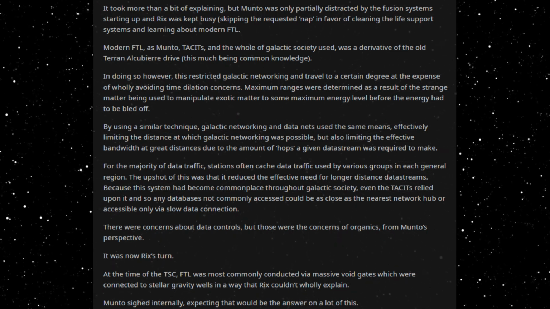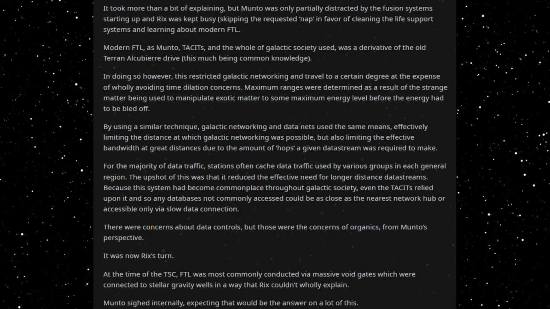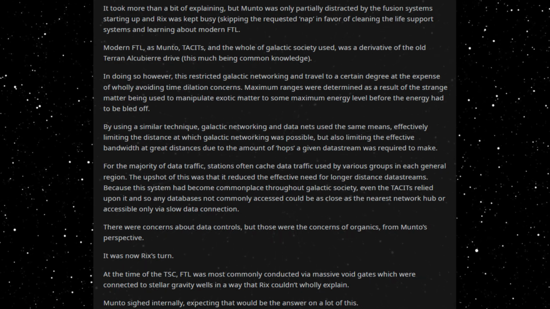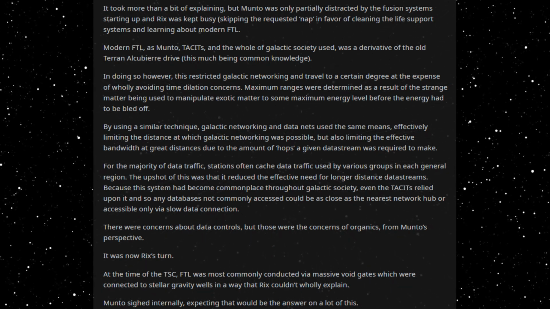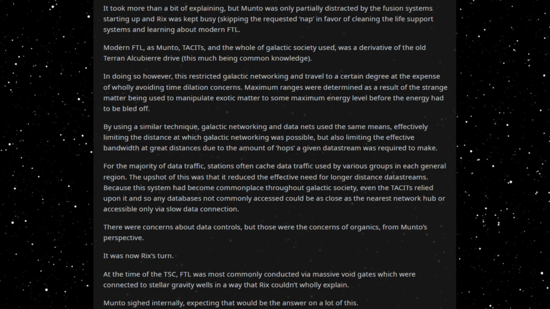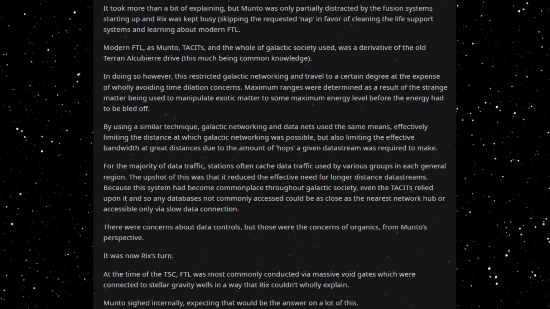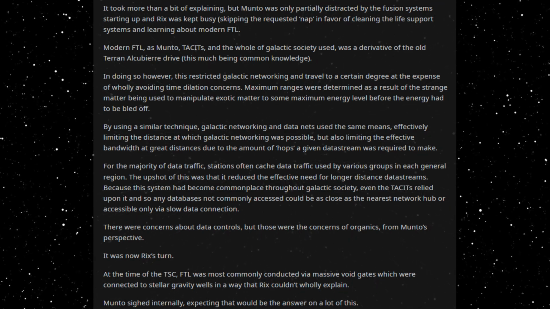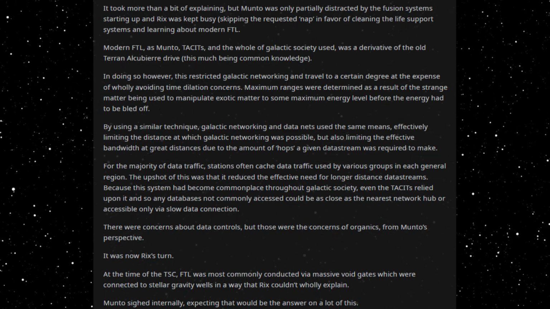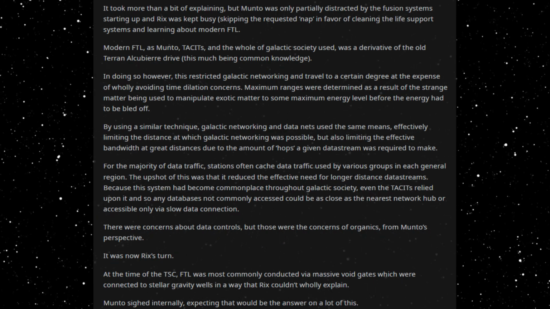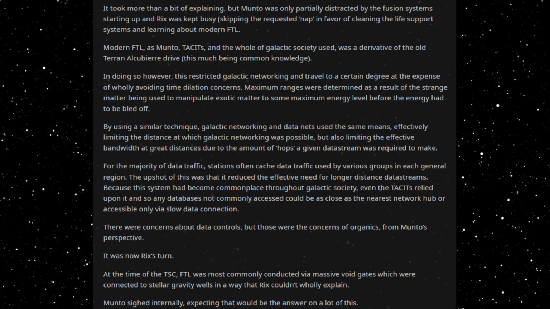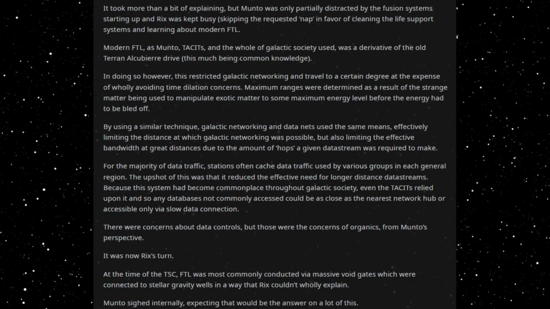In doing so, however, this restricted galactic networking and travel to a certain degree, at the expense of wholly avoiding time dilation concerns. Maximum ranges were determined as a result of the strange matter being used to manipulate exotic matter to some maximum energy level before the energy had to be bled off. By using a similar technique, galactic networking and data nets used the same means, effectively limiting the distance at which galactic networking was possible, but also limiting the effective bandwidth at great distances, due to the amount of hops a given data stream was required to make.